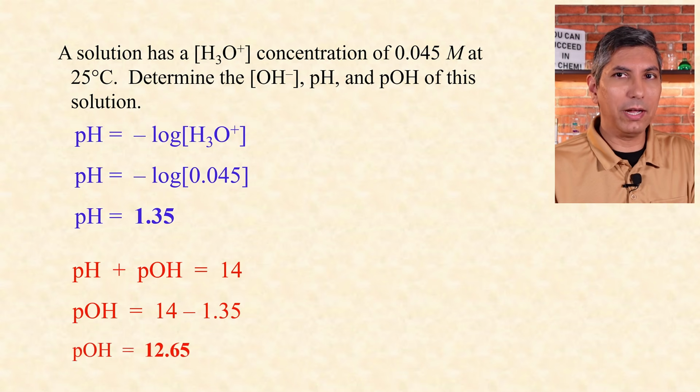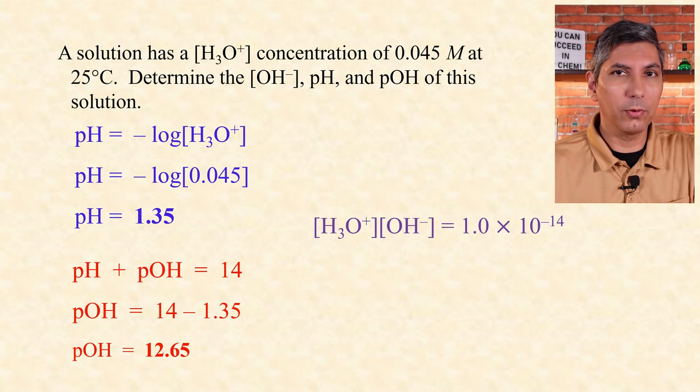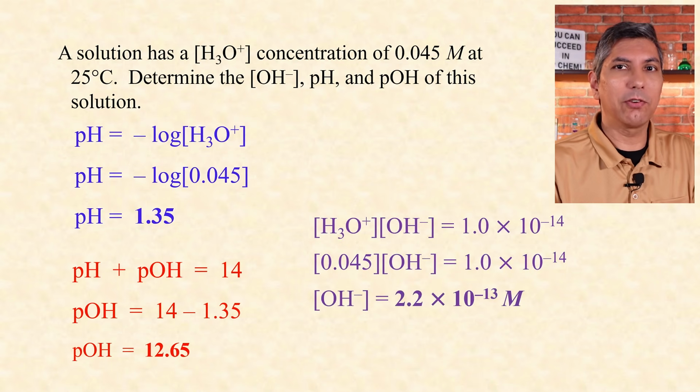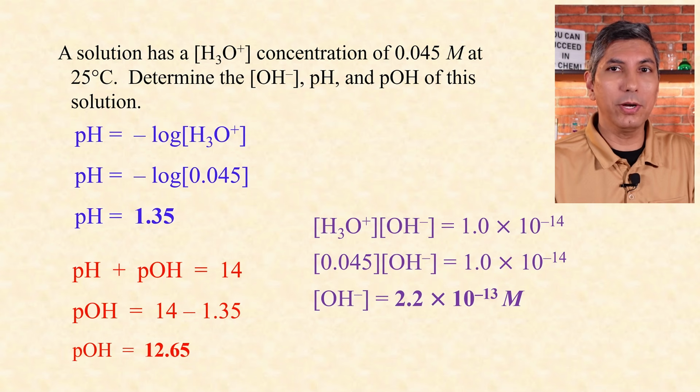To determine the hydroxide concentration, we have a couple of options. Here, I'll use this equation, plug in the value for hydronium, and divide. And we find that the hydroxide concentration is 2.2 times 10 to the negative 13th moles per liter.